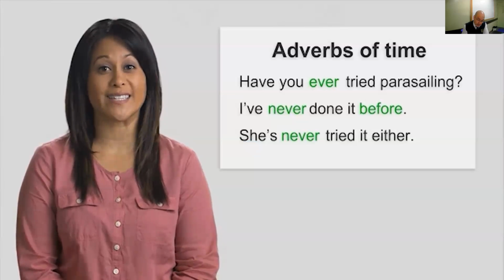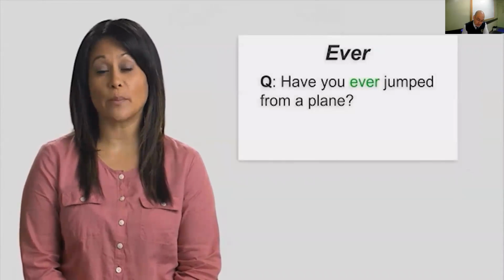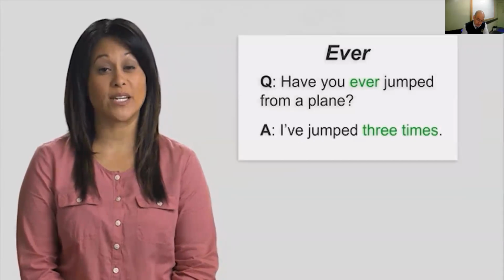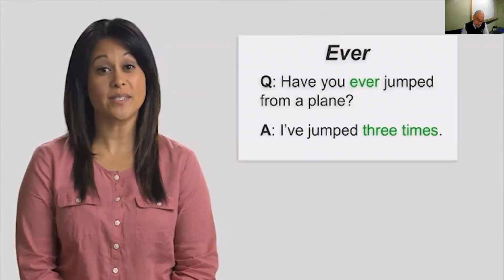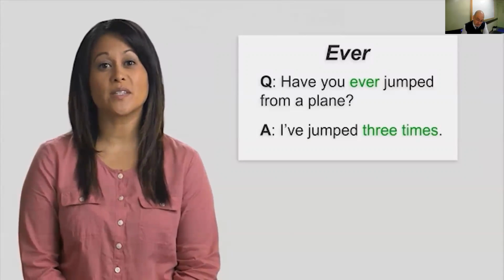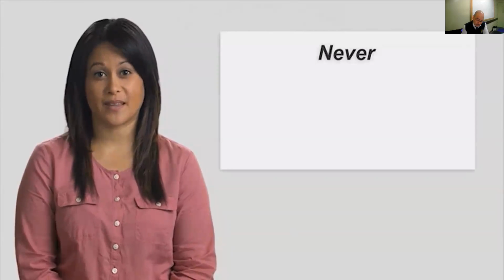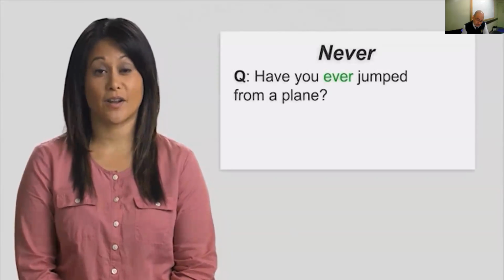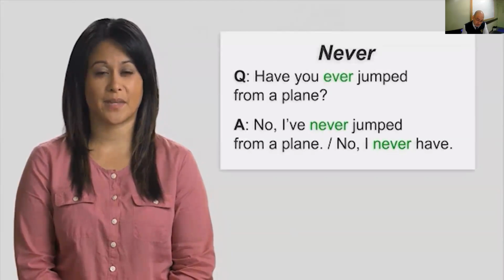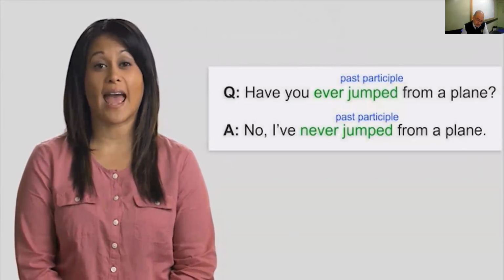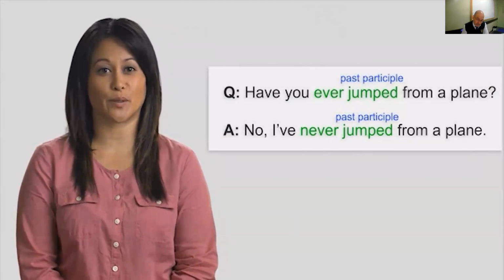Never and before are adverbs of time. We use them with the present perfect tense. Have you ever jumped from a plane? I've jumped 3 times. Ever means at any time in your life. We use it in questions. You can use a number in the answer. The opposite of ever is never. Have you ever jumped from a plane? No, I've never jumped from a plane. Or, no, I never have. Notice the word order. Ever and never go before the past participle. Other adverbs, like before, go after the past participle.